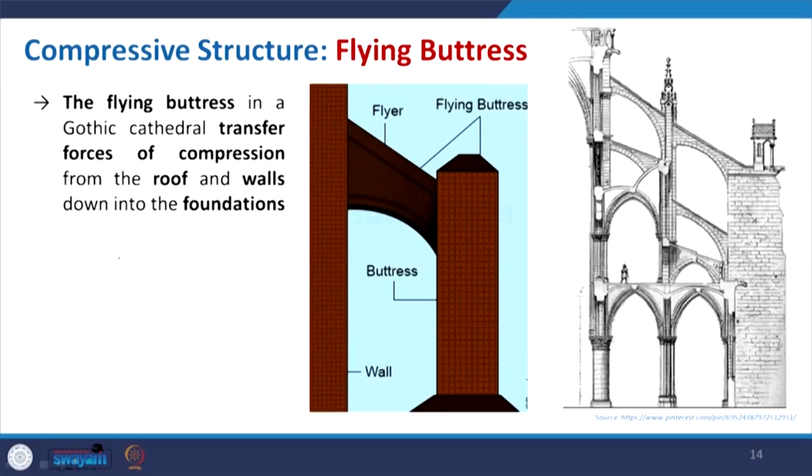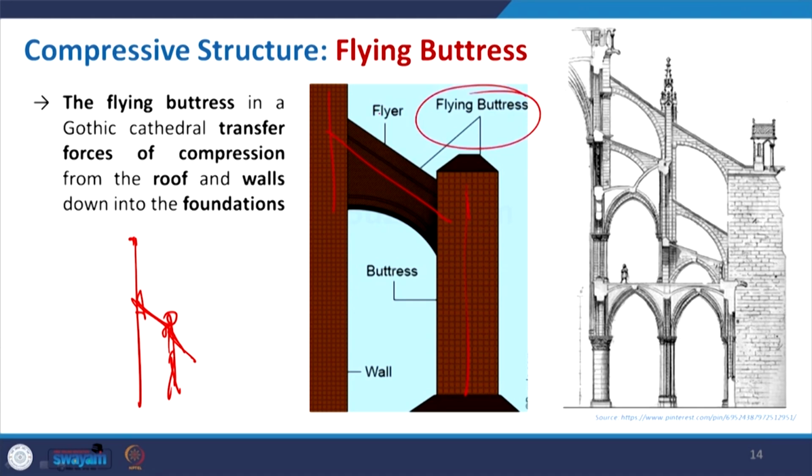Now, come to the other category that we mentioned in the Gothic cathedral, the use of the flying buttress. Basically, you have the main structure and someone is giving you the support. The load of the roof and the wall is being transferred to the flyer, and then you have another supporting wall, which together make the flying buttress. It is again in compression.